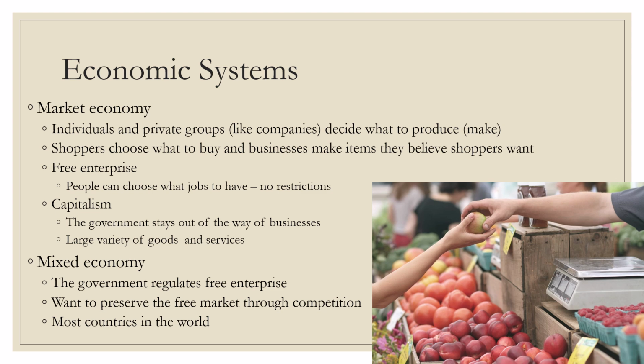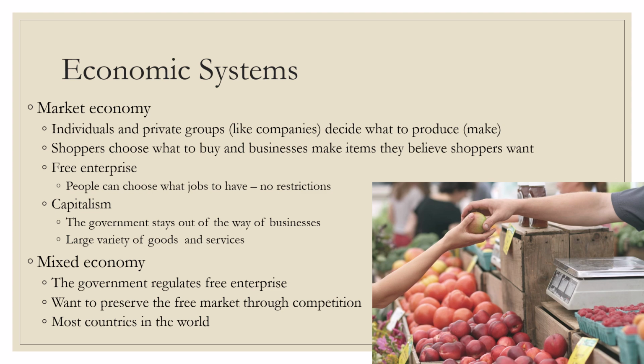A market economy is literally like going to a market. You see a bunch of vendors selling items and you're able to go and buy whatever you want as long as you have that money, and vendors can sell whatever they want. So a market economy is where you have just individual people, you might have companies, and they get to decide what to make. So shoppers are going to choose what to buy, and businesses will make the items that they think shoppers want. The basic idea behind this is called free enterprise.